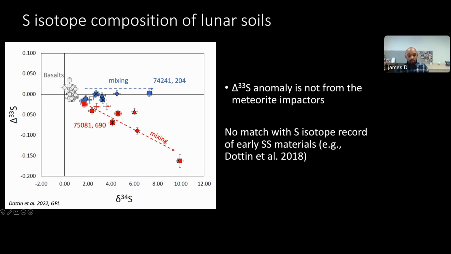Now, we could consider whether the Δ33S anomaly is from, say, the micrometeorite impactors, but it's hard to reconcile that given that we don't have a clear match with any other early solar system materials that we've analyzed for sulfur isotopes. So it's not necessarily easy to link these isotopic compositions to bulk solar system materials that could be bombarding the lunar surface.